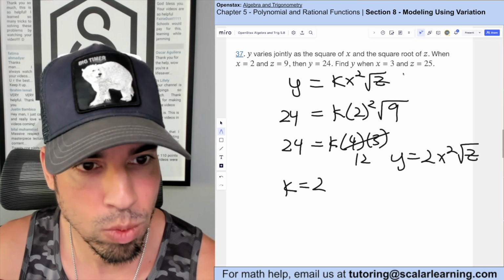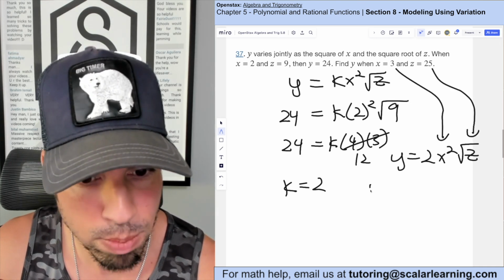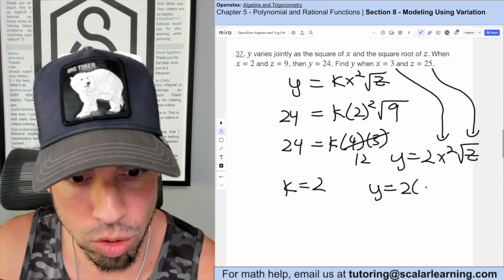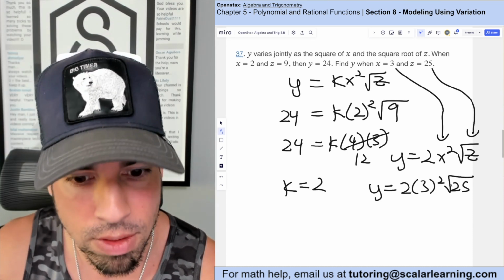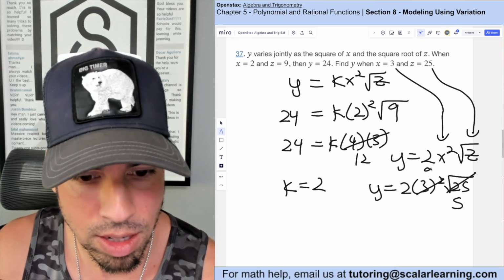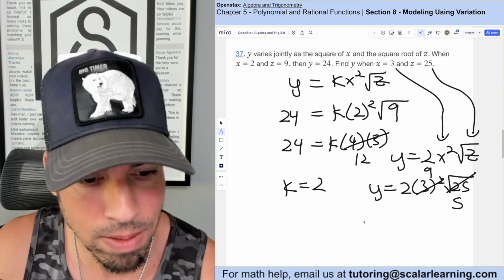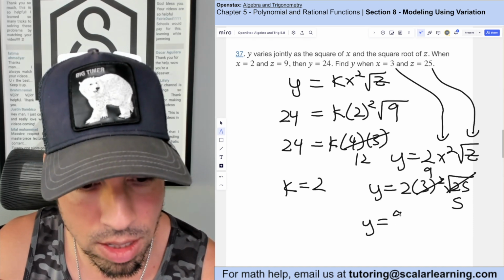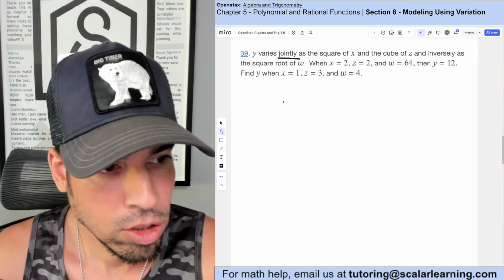Now we're trying to solve for y when x equals 3 and z equals 25. So let's plug and chug. Y equals 2 times 3 squared times the square root of 25. So square root of 25 is 5. 3 squared is 9. So it's 2 times 9 times 5. 2 times 9 is 18. Times 5 is 90. Y equals 90. Boom, done.